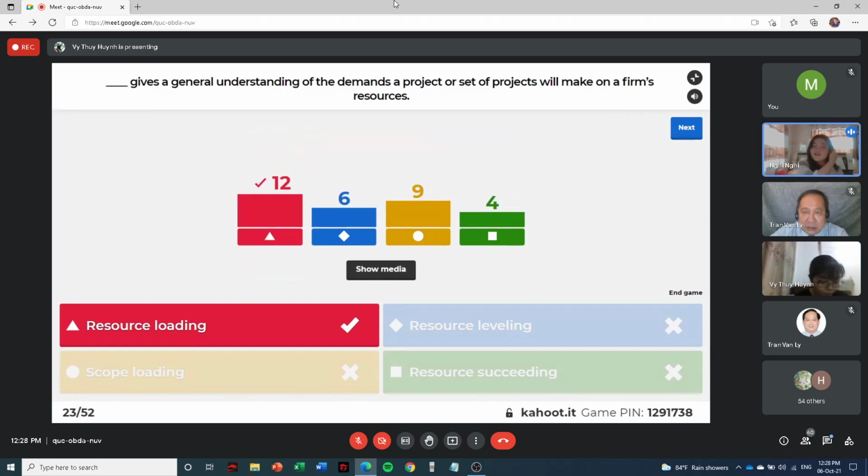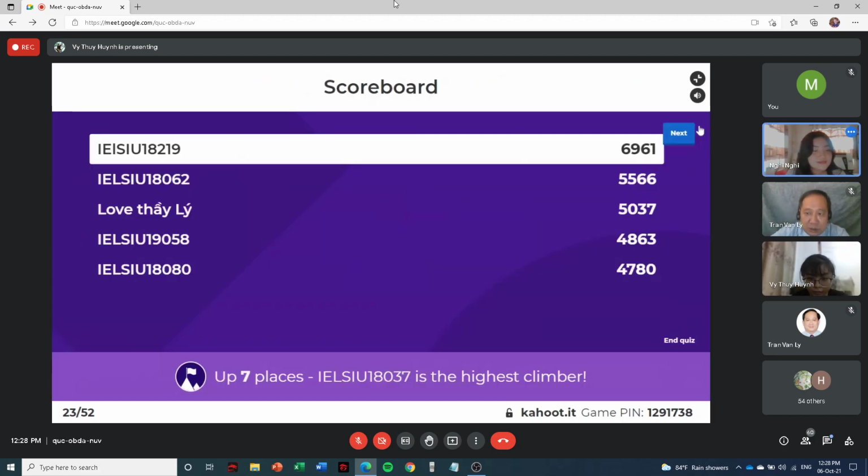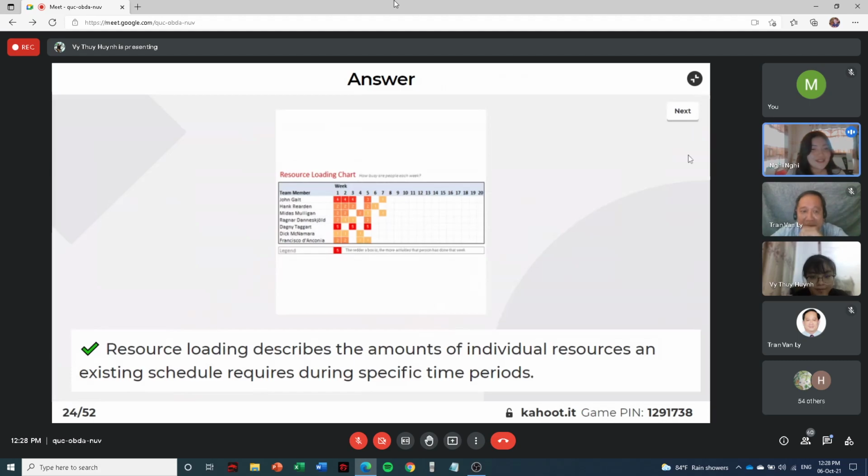Yeah, it's resource loading. Congratulations to 12 people who made it right. Okay, the top 3 remain the same. Very curious to know who you are.